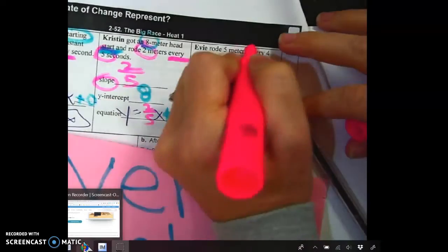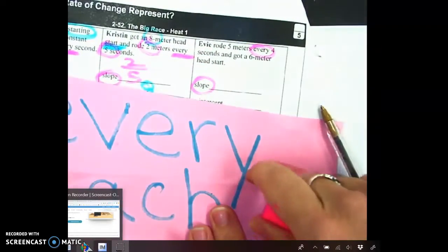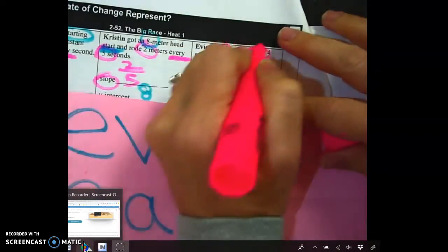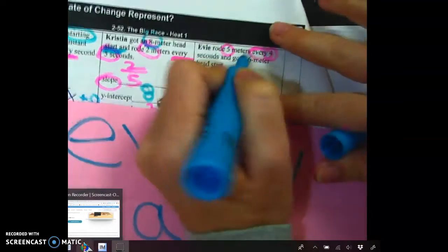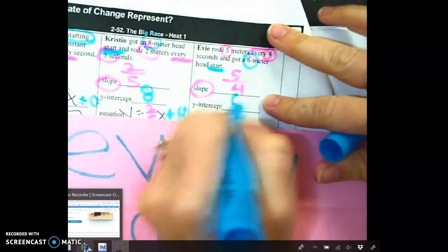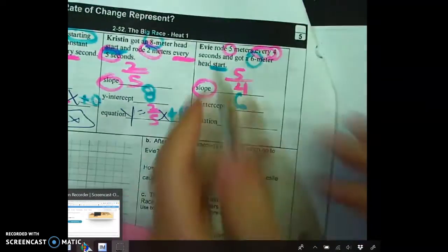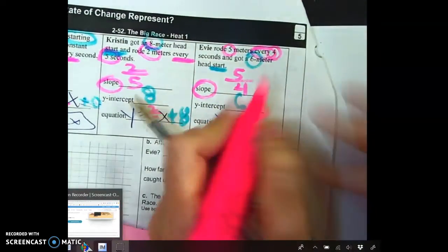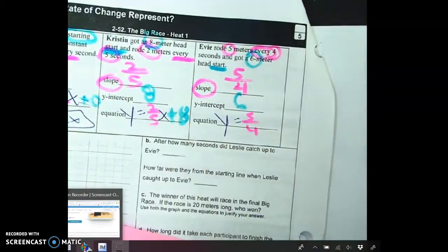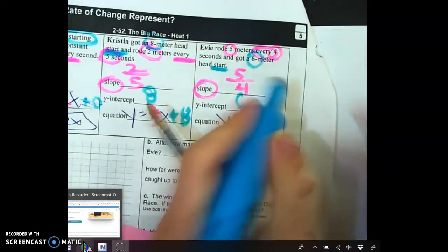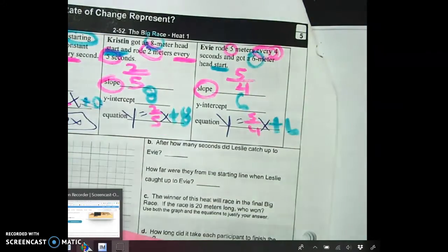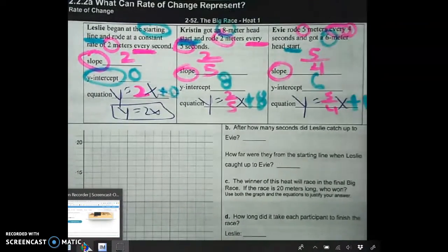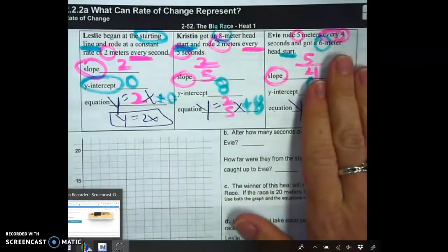Okay, let's look here. We're looking again for the slope. Every, that's what we're looking for. So 5 every 4, and you got a 6-meter start. So now y equals 5 over 4 x plus 6. Okay, so now we are going to take all of this and graph it.